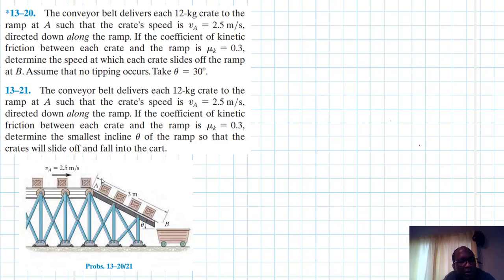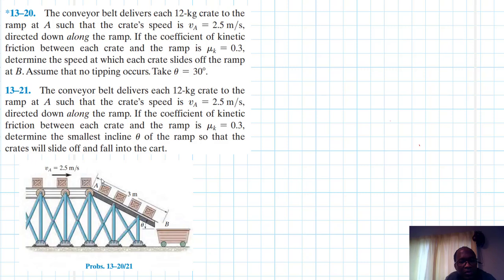The problem reads that the conveyor belt delivers each 12 kg crate to the ramp at A such that the crate speed is VA equal to 2.5 meters per second directed down along the ramp. If the coefficient of kinetic friction between each crate and the ramp is mu k equal to 0.3, determine the speed at which the crate slides off the ramp at B. Assume that no tipping occurs. Take theta equal to 30 degrees.